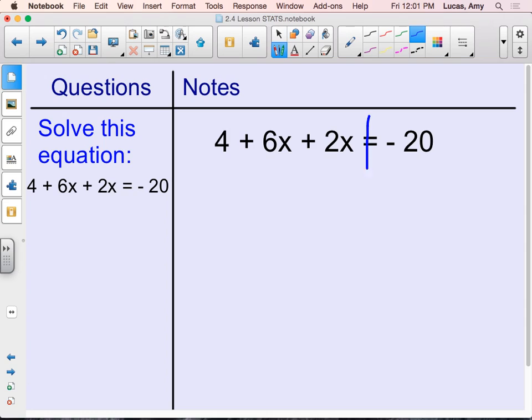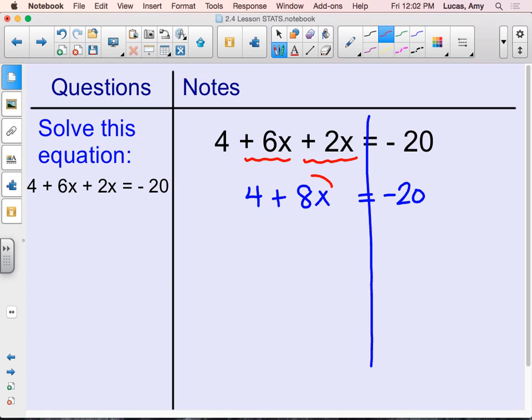Okay, this next one, what we see is a little bit different. We see on the same side like terms. So we need to combine those like terms first. They're both positive, so 6x combined with 2x is 8x. So this is different from when we're eliminating a variable because we want them all on the same side. They're already on the same side. So you just have to combine them together and be careful with their signs.